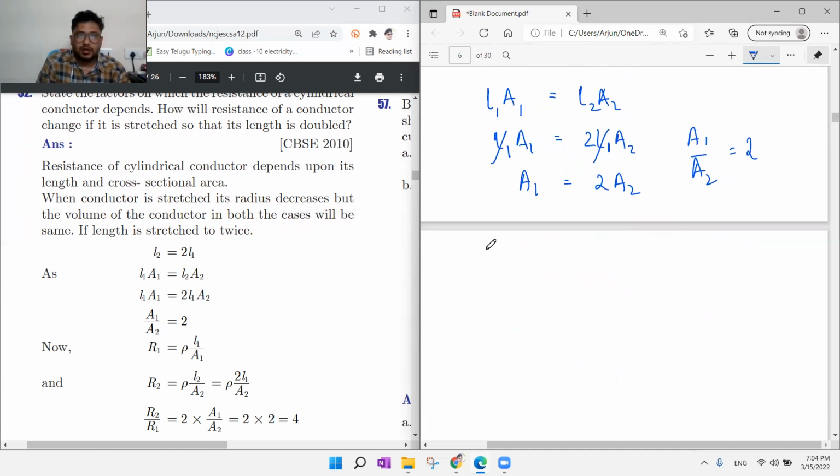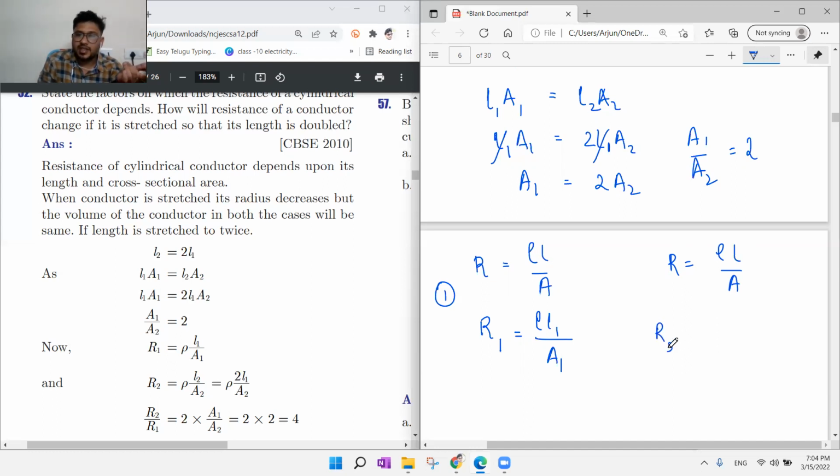Now we know resistance is equal to rho L by A. That is the formula. In the first condition, the R value is R1, which is equal to rho, because they are taking the same material, so rho as usual, and the length is L1 upon the area A1. This is for the first case. Coming to the second case, we use the same formula, R is equal to rho L by A. And what is the second resistance? We don't know. Definitely it will be changed.